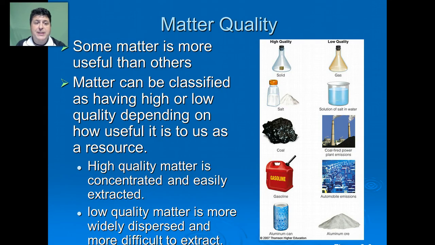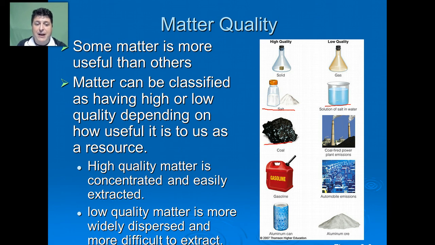Now, as with energy, we can classify matter based upon its usefulness. Matter can be classified as having high or low quality depending upon how useful it is as a resource. High quality matter is highly concentrated and easily extracted, whereas low quality matter is more widely dispersed and more difficult to extract. For example, the salt in a salt shaker is going to be highly concentrated and very useful to us, whereas the salt that's found in the ocean is more dispersed and less useful to us.